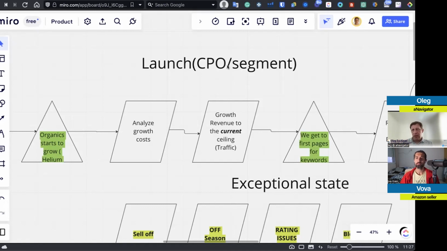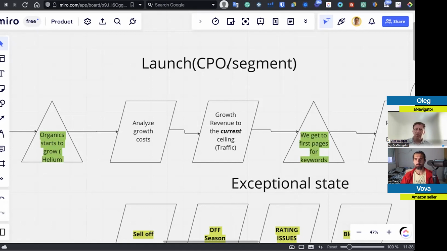So at this stage, depending on how aggressively you want to grow, you choose which segments to start with. If you are a small seller and cash flow is a big constraint, we suggest starting from below. You start with small or medium volume niches where your conversion is good enough, and you put a somewhat more aggressive budget there.